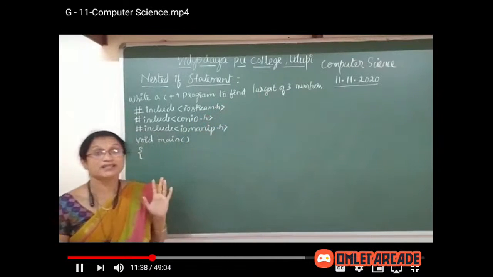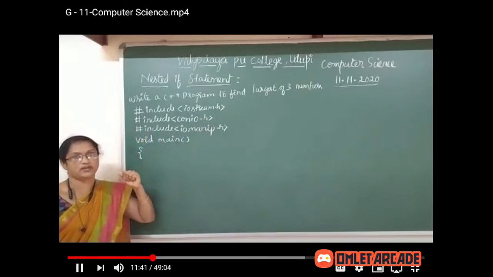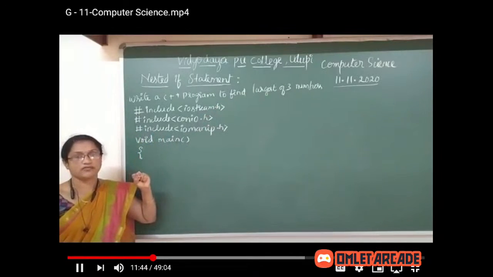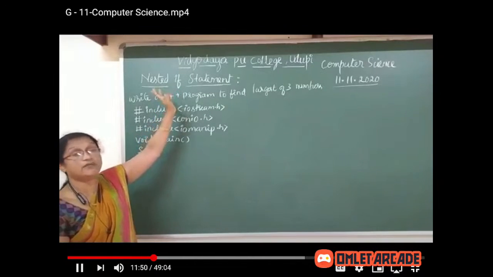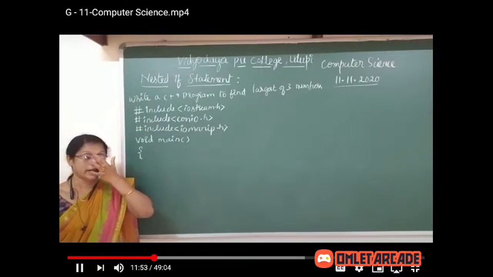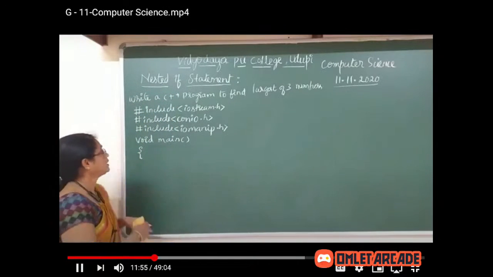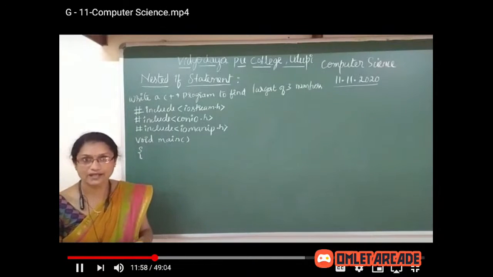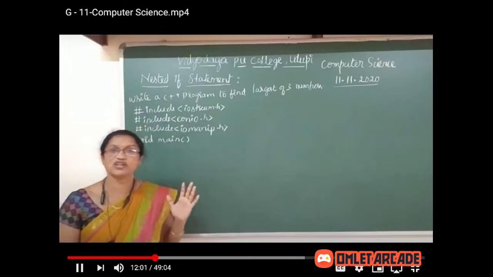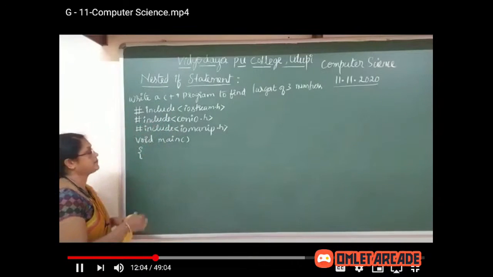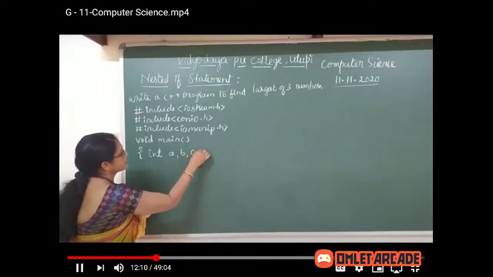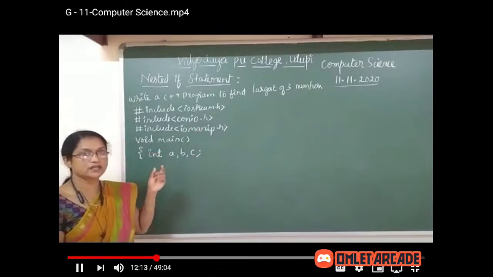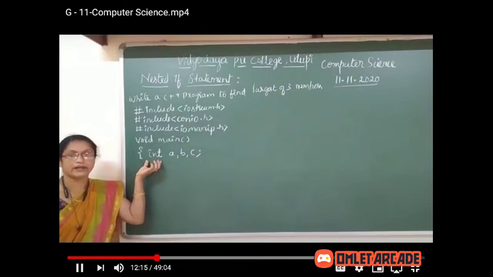Find the largest of three numbers using nested if. Okay, so using nested if, because we are going to write the program as an example for nested if. By using if else if also you can write, but here it is the example for nested if, so by using nested if only you have to write. Now I declare the variables a, b, c. Why? Because there are three values and they are integer type.